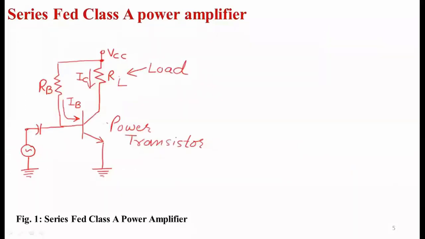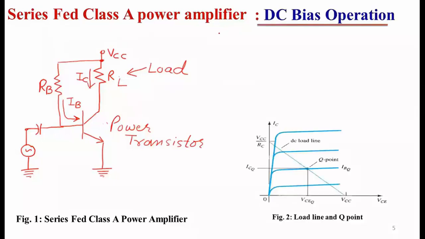Now let's discuss the various operations of the Class A amplifier. First of all, let's discuss the DC bias operation of the amplifier. The DC bias set by VCC and RB fixes the DC base bias current at this value.